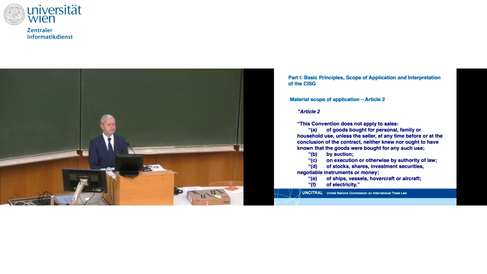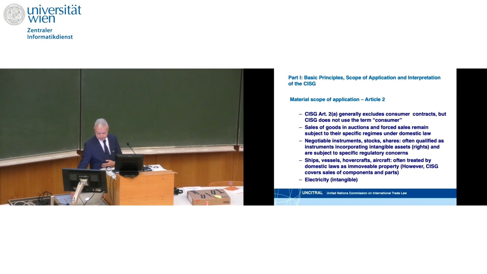Under D, we exclude stocks, shares, investment securities, and negotiable instruments or money. Under E, we exclude ships, vessels, hovercraft, and aircraft, and F, we exclude electricity. Why are stocks and negotiable instruments excluded? Because in most legal systems, they are not themselves tangible goods.